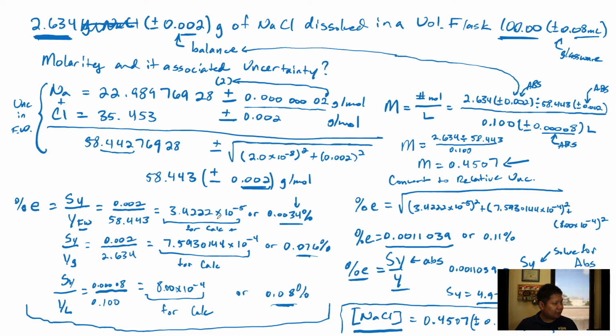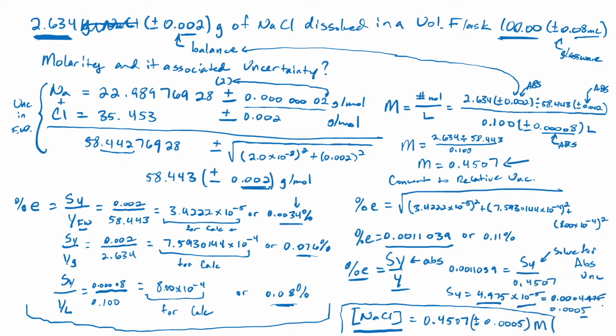And then we went through a simple molarity calculation where, and again, my head's blocking it. I apologize. Let me move my head out the way. There we go. And we went through a simple molarity calculation from massing out a certain amount of sodium chloride and dissolving it in some water, and then we calculated the associated uncertainty involved in that process, right?